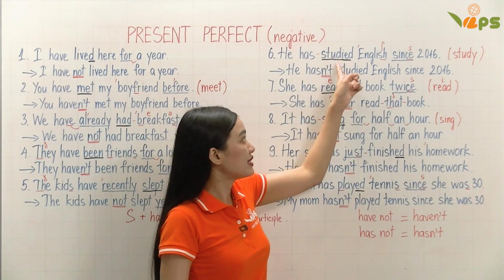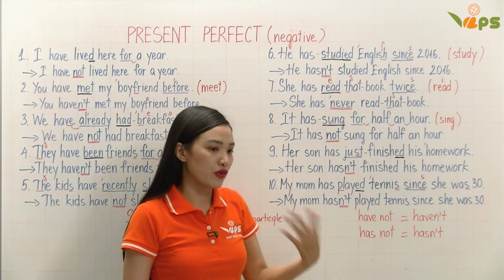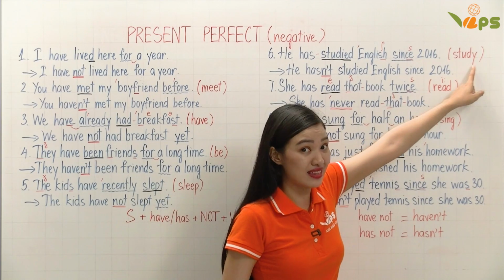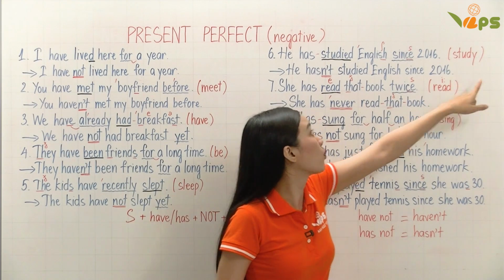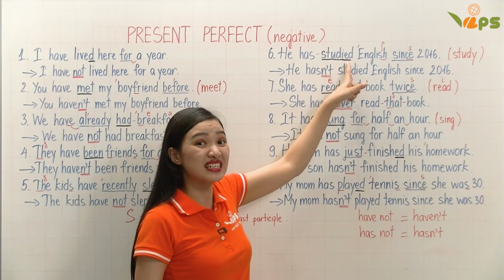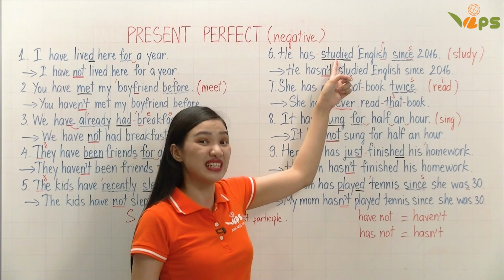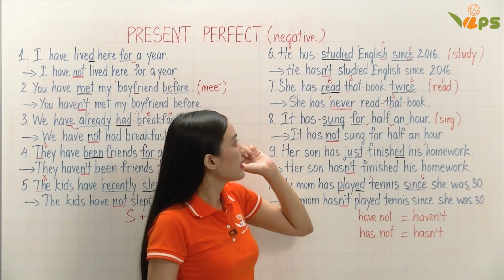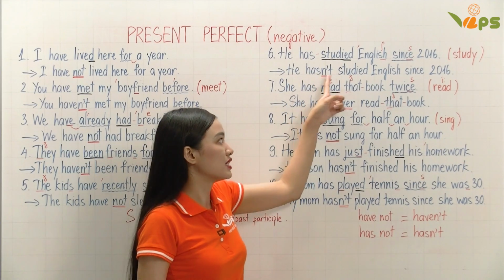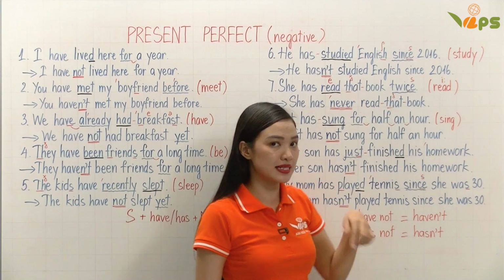Now, study here, this is the base form. Usually for a verb that ends with y like this, we don't use y anymore. We add i before we add ed, okay? Study and studied. Now, the negative form: he hasn't studied English since 2016.